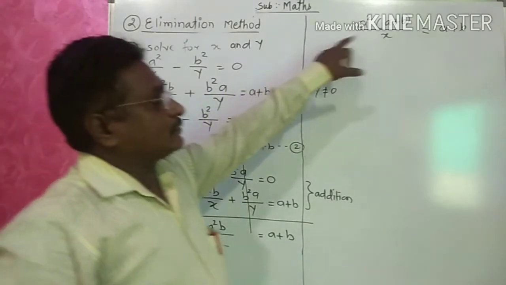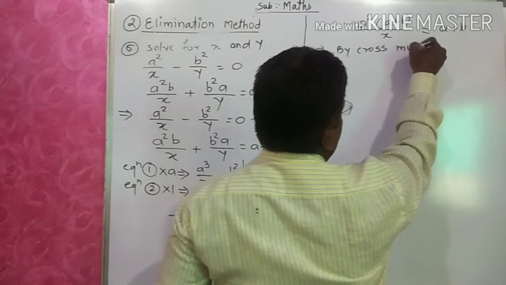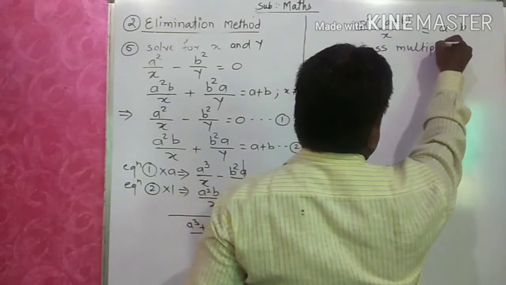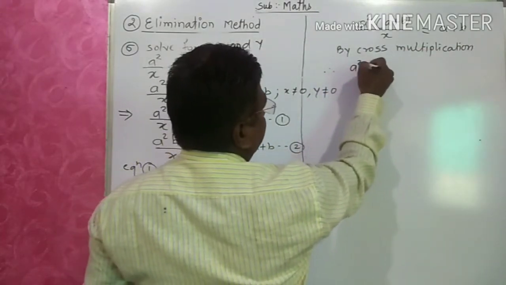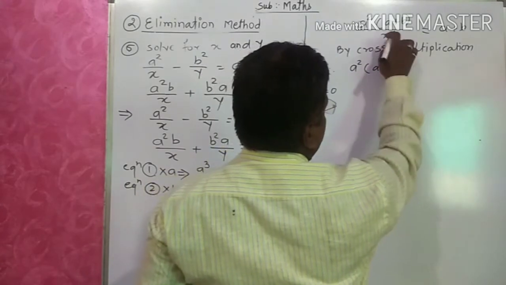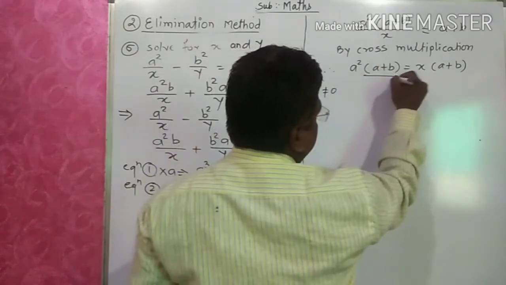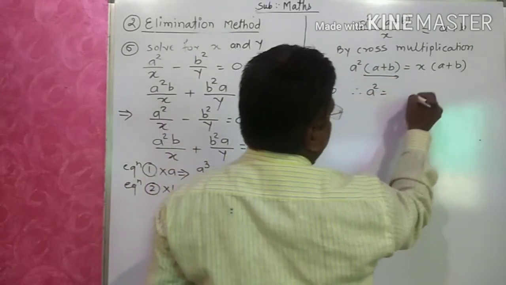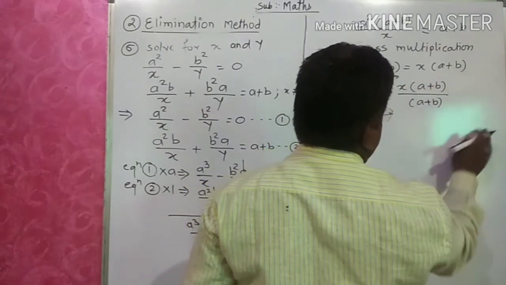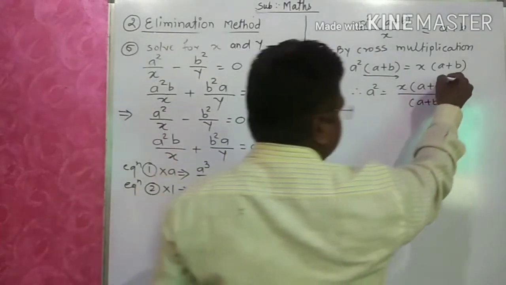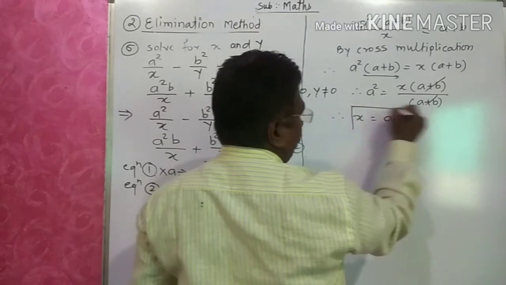Now by cross multiplication. So what will we get now? a square into a plus b equals x into a plus b. Now transfer this: a square equals x into a plus b by a plus b. So now a plus b cancels. So what will we get? x equals a square. We got the value of x.